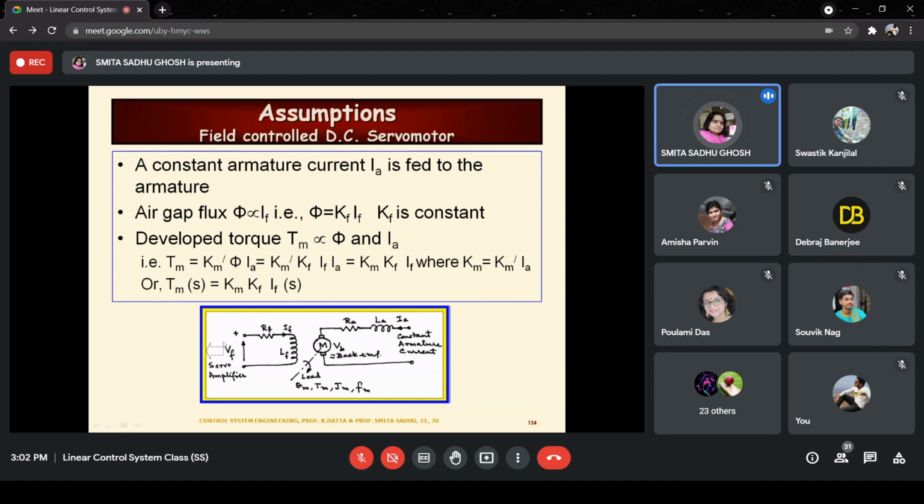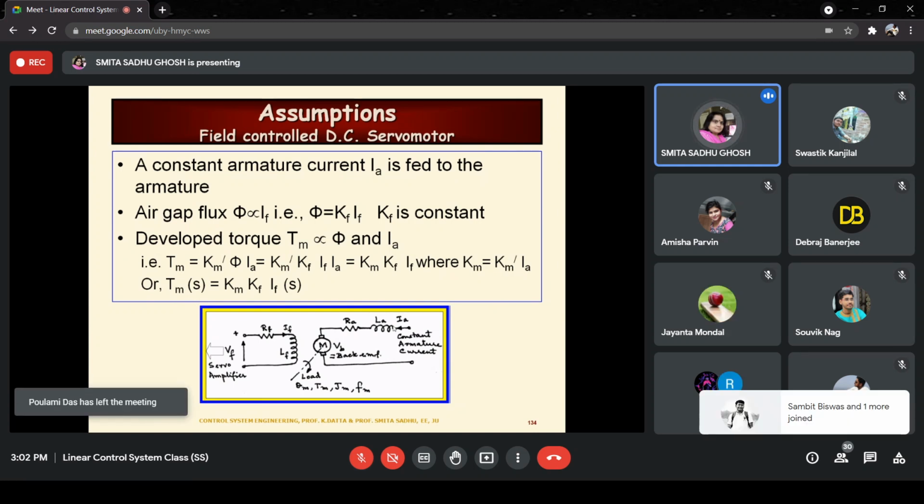However, now, can you tell me one thing? As far as the field control DC servo motor is concerned, as I told you, we will be going through the steps for finding the transfer function of this servo motor, right? Now, transfer function means what? We want the relation between the output and the input. Now, what is the output of this field control DC servo motor? What signal is the output? Can anybody tell me from whatever I've told you so far? Which quantity is output for this motor?